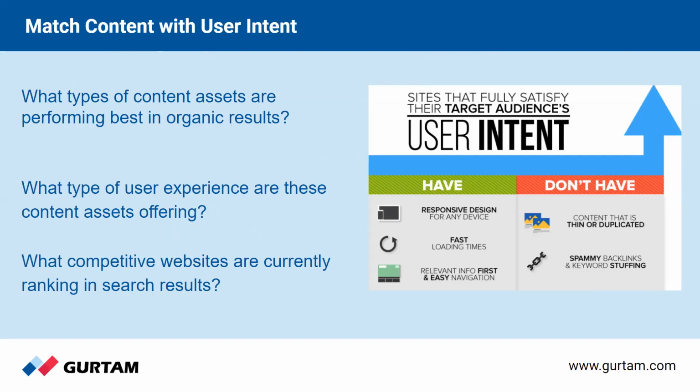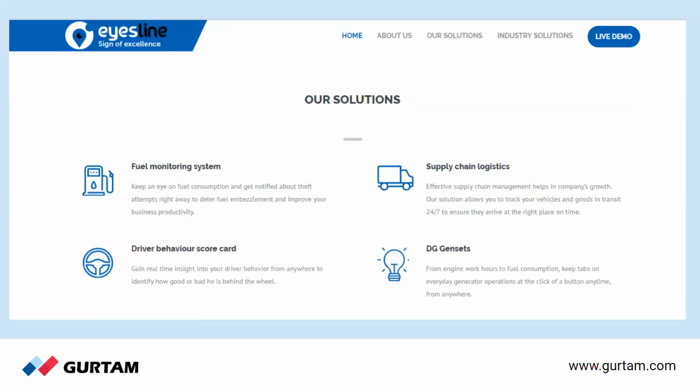As you can see on the image, sites that fully satisfy their target audience have responsive design for any device. They are fast, loading in less than 5 seconds. They have relevant info and easy navigation. For example, you can visit our renewed Gutam.com and look at our menu that eases the navigation itself. Here's an example from our partner Iceline. The content, as we see, matches the telematics topic and provides something that can drive to the needed user intent.